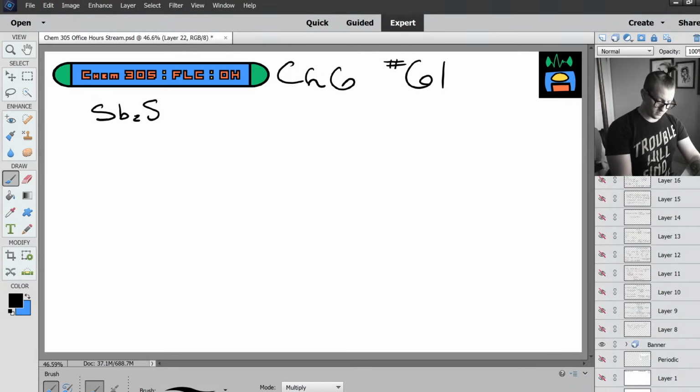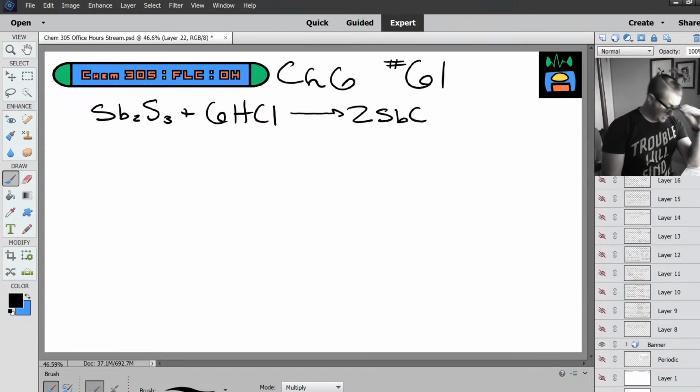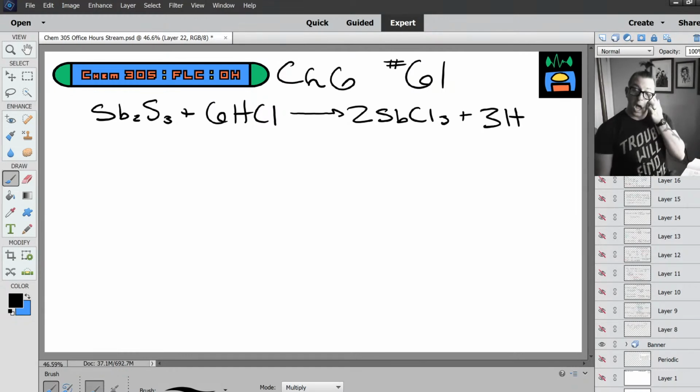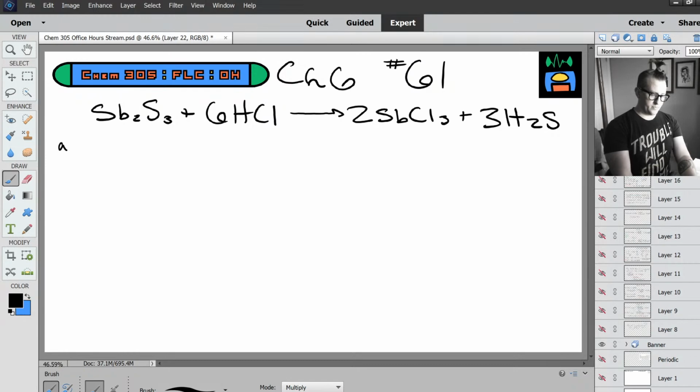Sb2S3 plus 6HCl producing 2 SbCl3 and 3 H2S. Excuse me. Okay. All right, then they ask, write the conversion factor that would be needed to form each of the following.